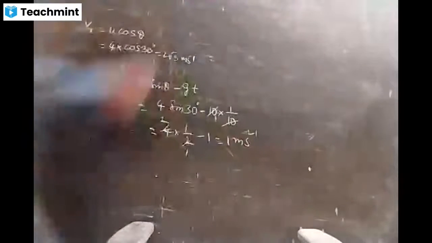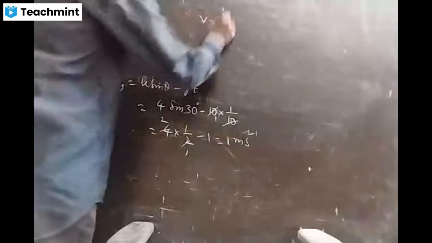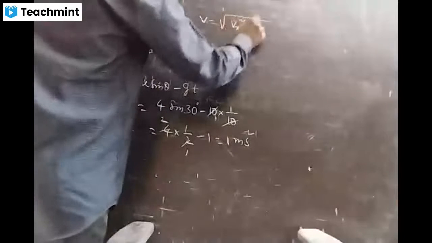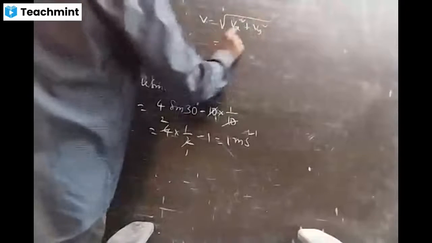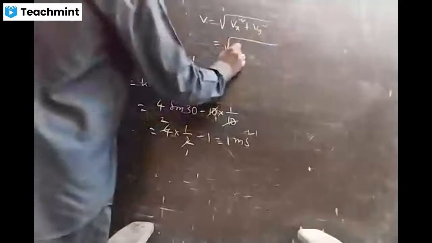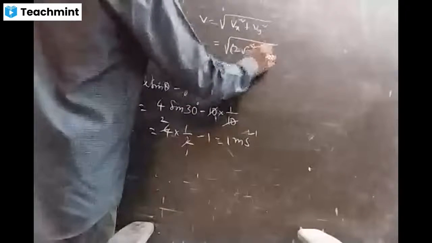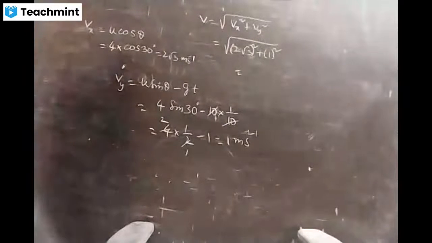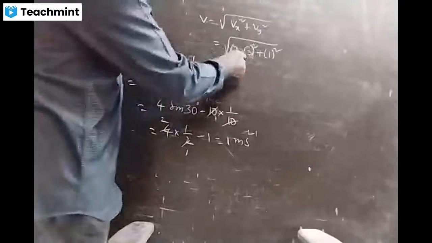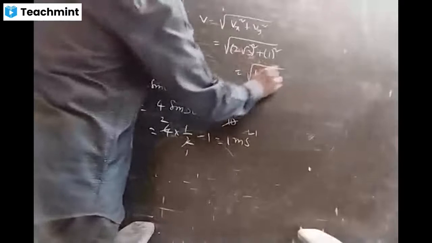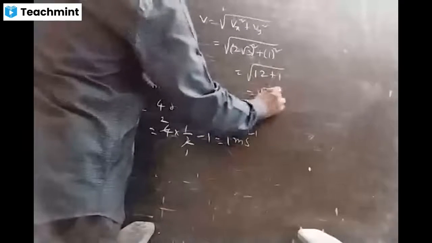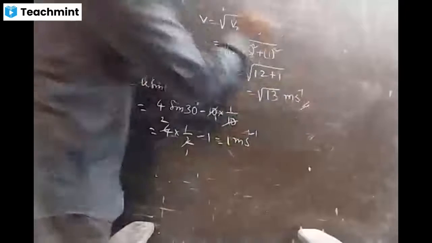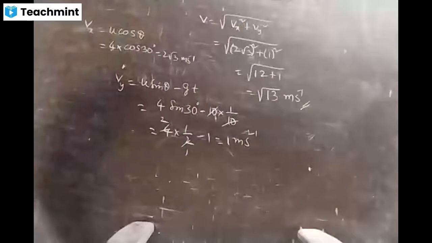Therefore V is equal to root over Vx square plus Vy square. Vx is 2√3, whole square, which is 4 into 3, that is 12, plus 1 square. So root 13 comes. Root 13 meter per second is the answer.